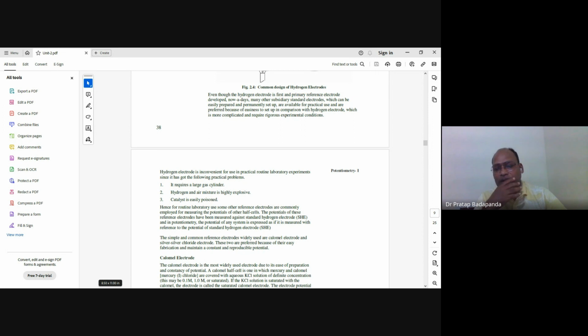So the main issue with the standard hydrogen electrode is that hydrogen gas is highly explosive in nature. As you know, the chemistry lab is vulnerable in the case of explosions, so we should be careful that nothing happens. In the MCH-1 course we should understand what kind of precautions we have to use. Then the second thing is the calomel electrode.